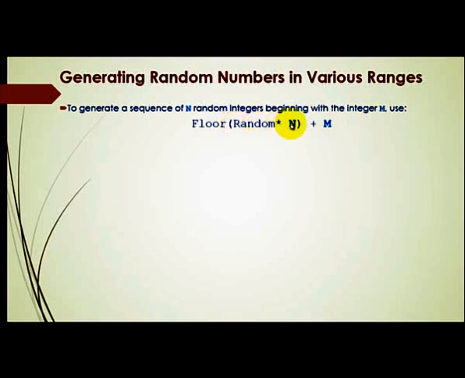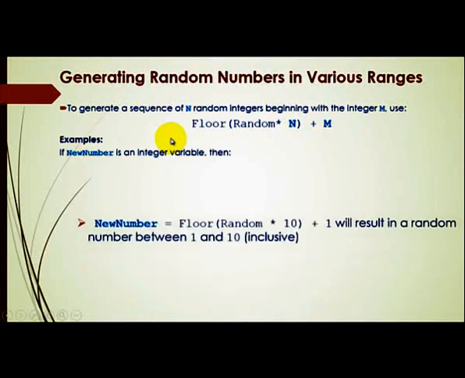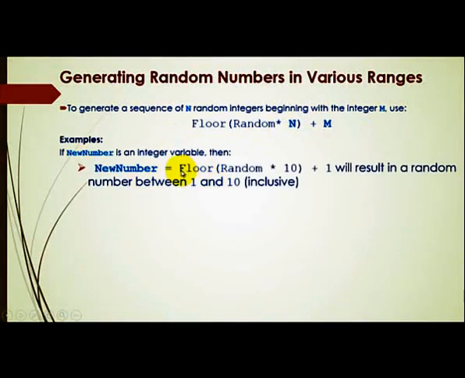So it's going to take the floor of this randomly generated number. It's going to multiply it by the total numbers that you have within your range. And then it's going to add the starting value to that. So let's go through a couple of examples. We're going to use new number, it's an integer. And so what we have here is floor of random times 10 plus 1. So this means that I'm going to start with 1. 1 is the beginning of my range. And I'm going to have 10 numbers. So it's going to be between 1 and 10.